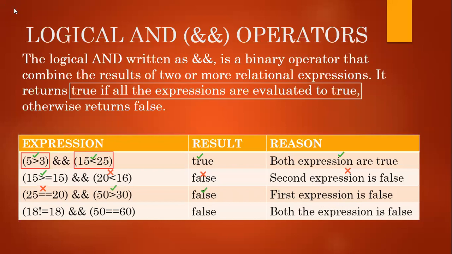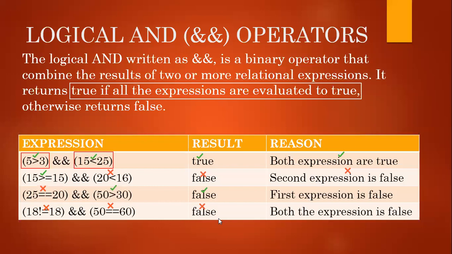Now let's talk about the fourth expression. What we observe here, 18 is not equal to 18. Is it true or false? We know 18 is equal to 18, so 18 is not equal to 18 is false. Then 50 is equal to 60. Again, 50 is not equal to 60, but here it says 50 is equal to 60, so even this is false. Both of them are false and it's an AND operator, so automatically our answer will come out to be false.